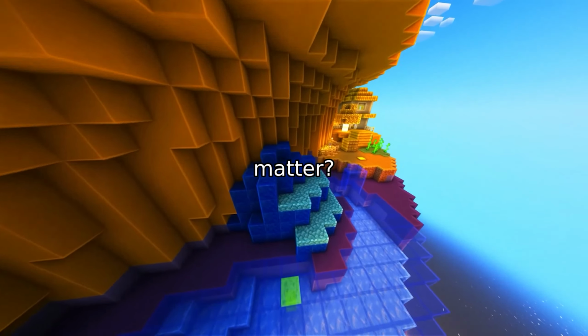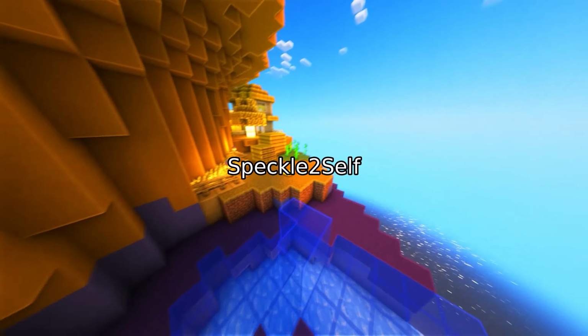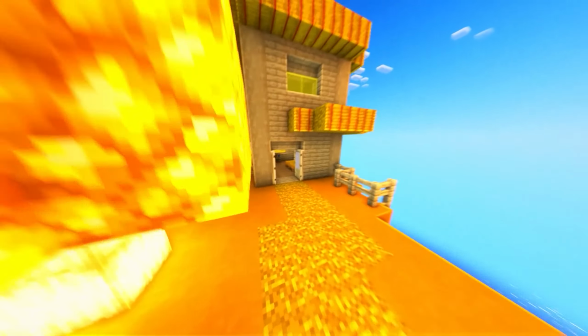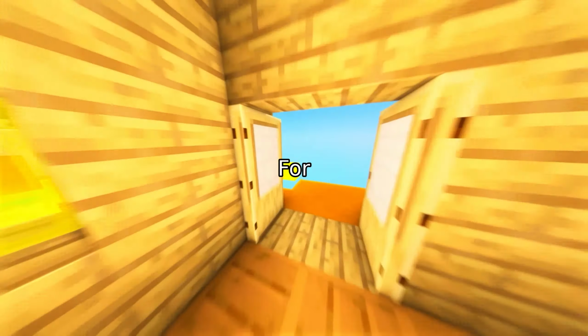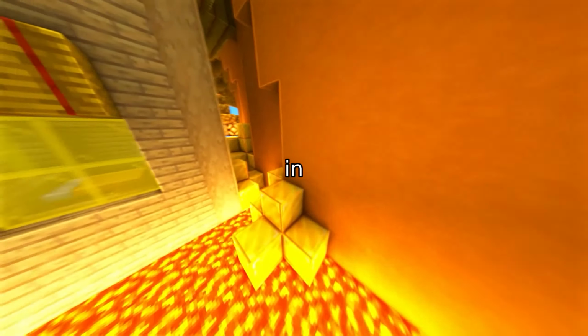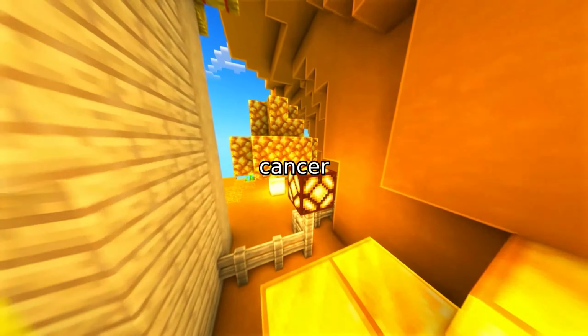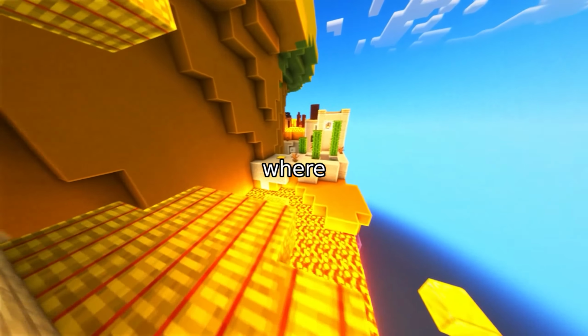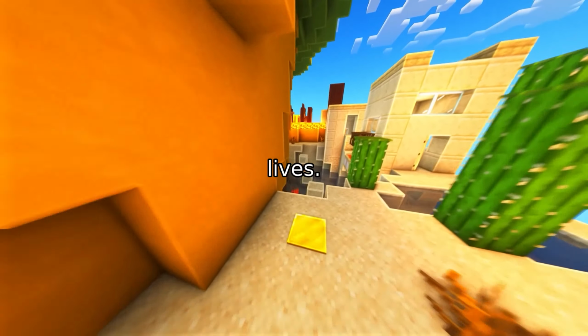Why does this matter? Beyond cleaner images, Speckle2Self enables advanced applications like elastography, measuring tissue stiffness, blood flow estimation, and echocardiography. For example, it could track micromovements in heart tissue or detect abnormal stiffness in organs, a critical tool for early cancer detection. Plus, its data efficiency means it thrives in low-resource settings, where portable, low-cost ultrasounds could save lives.